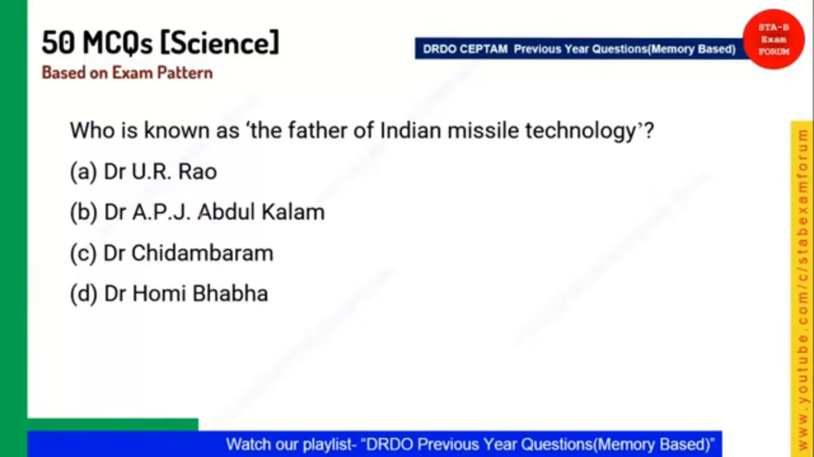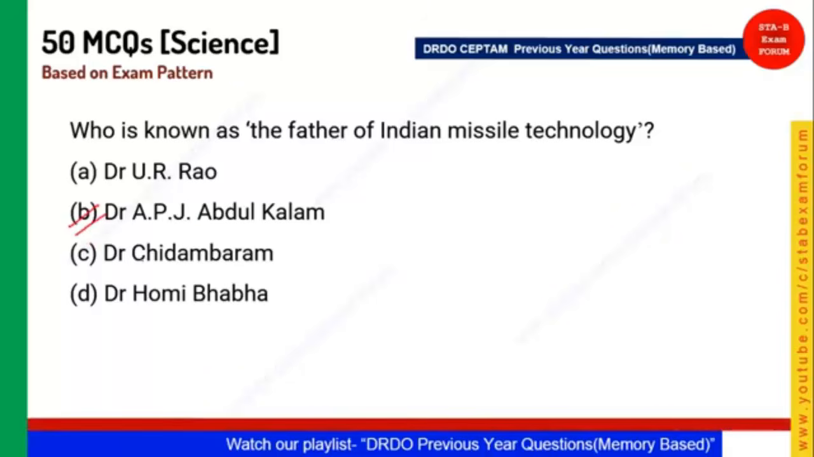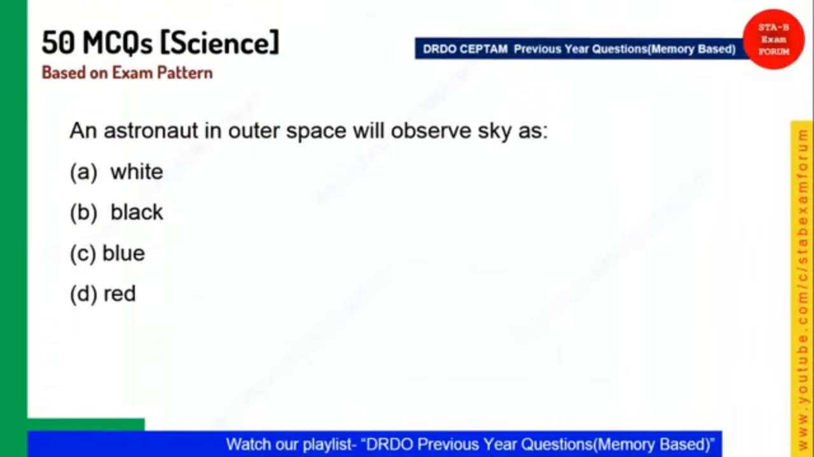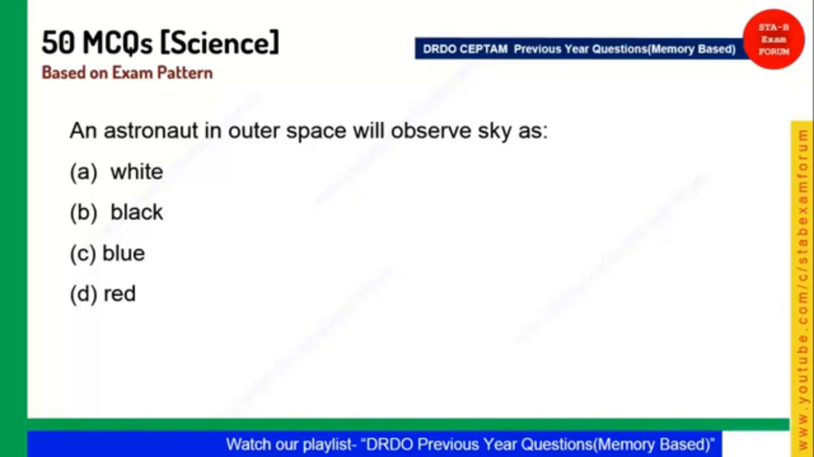A very simple one, student: who is also known as the father of Indian missile technology? All of you know that it is Dr. APJ Abdul Kalam. So option B is the correct answer. A very interesting and important one: from an astronaut's point of view, in outer space, the sky will be observed as what? These are the four colors. If you are in space, how will you observe the sky? Student, remember, it is not blue, it is black. You will feel everything black there, as you have seen in many movies also.